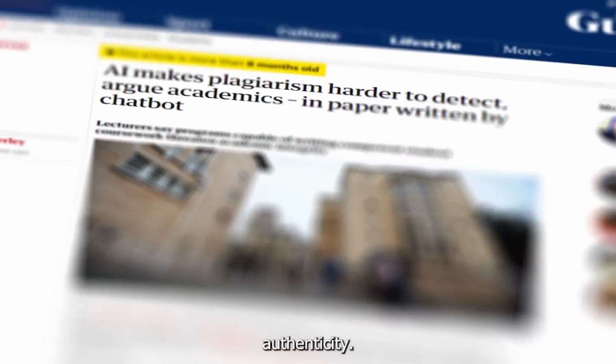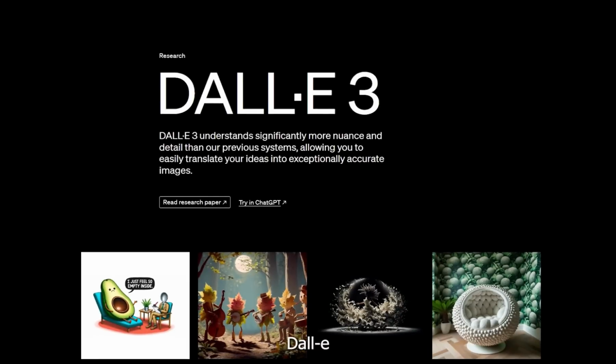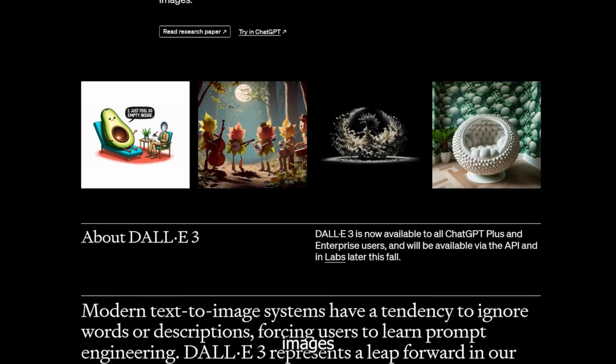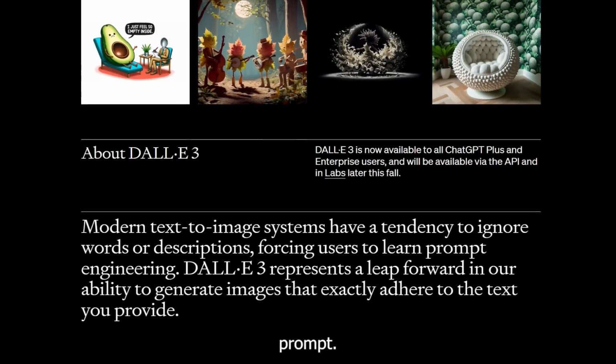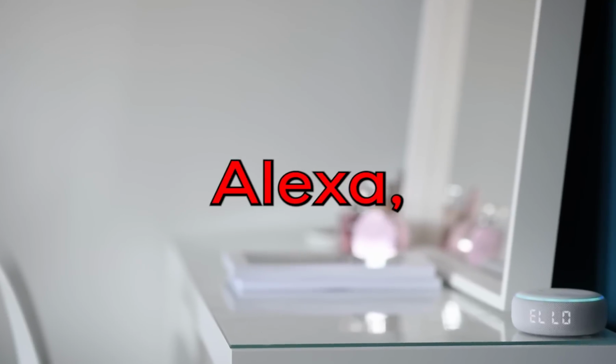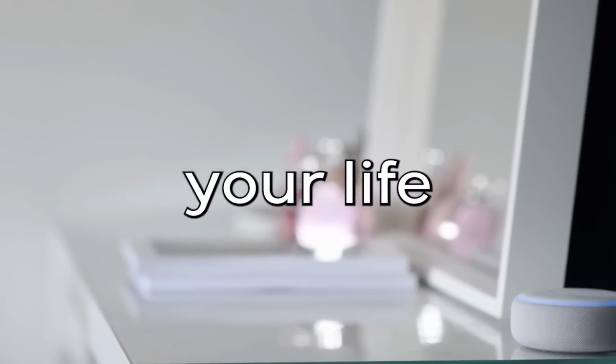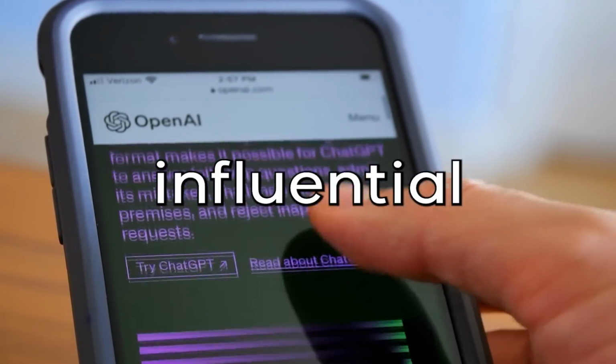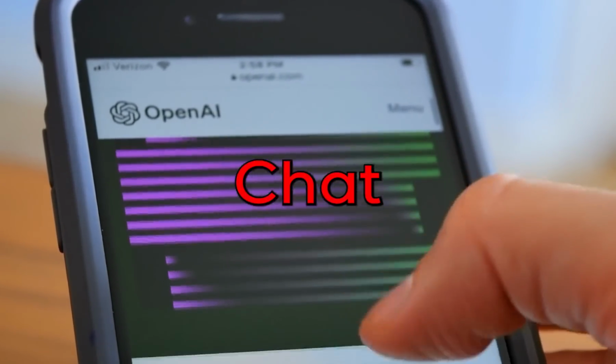Unfortunately, alongside the power given to us with these tools, we see a massive decrease in authenticity. Some programs such as DALL-E and Midjourney are able to create original high-quality images from a single text prompt. Others, such as Amazon's Alexa, are helping to connect every part of your life to a single network. One of the most popular and potentially the most influential AI apps is none other than ChatGPT.